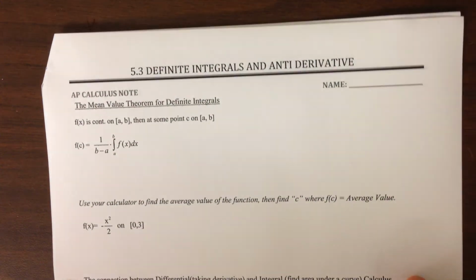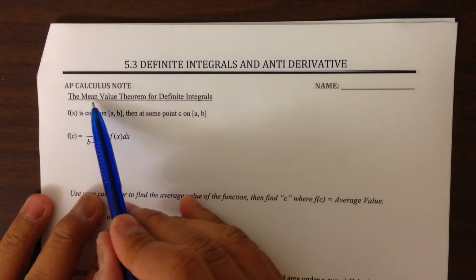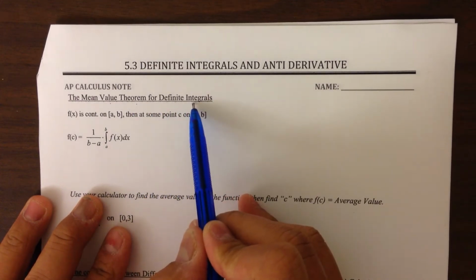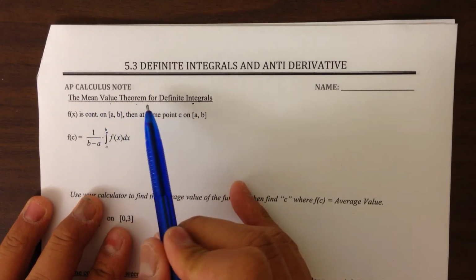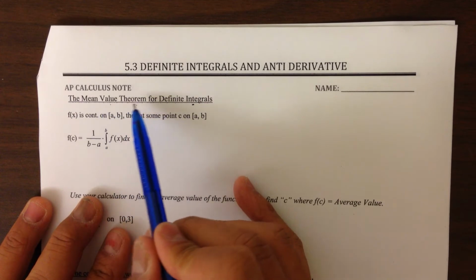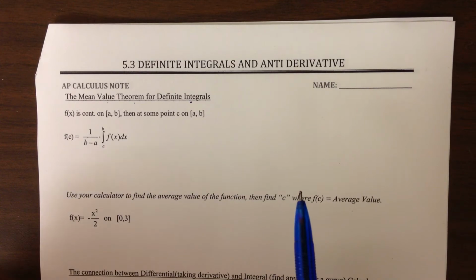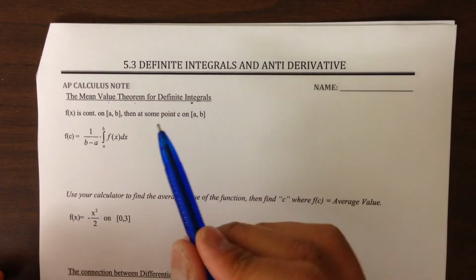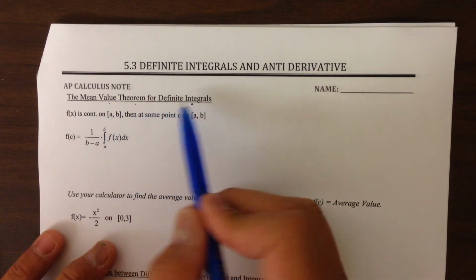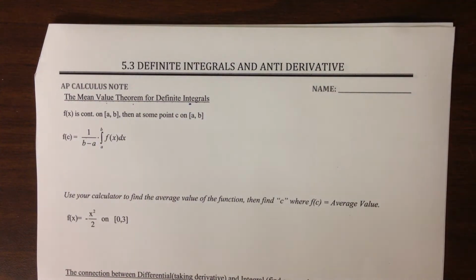Now we're going to flip the page, and from knowing how to find the average value, we're ready to introduce you to the mean value theorem for integrals. Recall before this section, we had the mean value theorem for functions and for derivatives. If you don't recall what those are, you can always review your notes. But now we're looking at the mean value theorem for definite integrals.